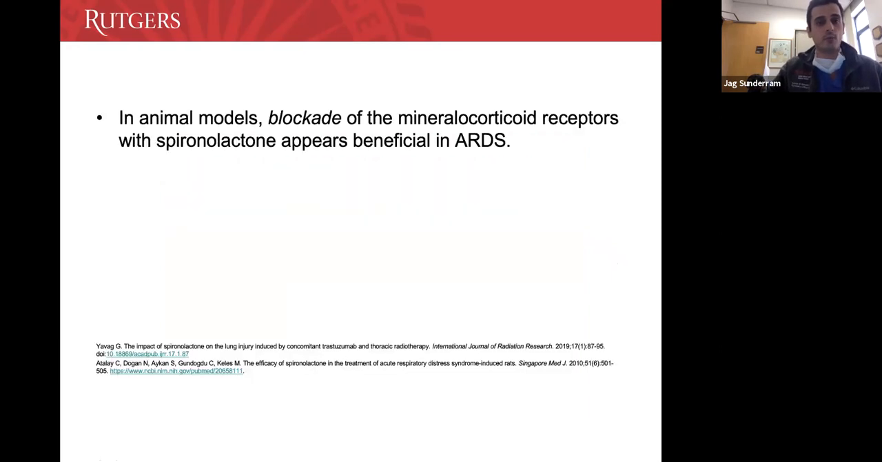And the reason why they chose dex instead of Solu-Medrol in these patients is that in animal models, again, weak data, blockade of the mineralocorticoid receptors with spironolactone appears beneficial in ARDS. And as we know, dex has a very weak mineralocorticoid action, and that's their reasoning as to why they chose dex instead of Solu-Medrol in these patients.